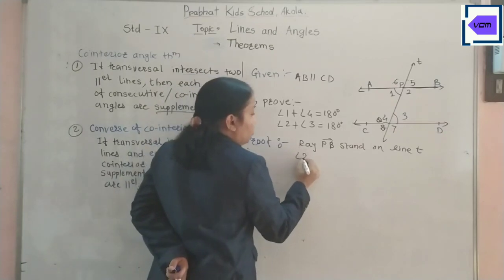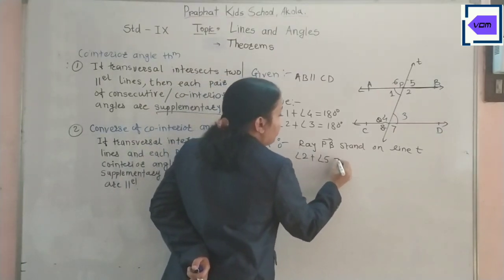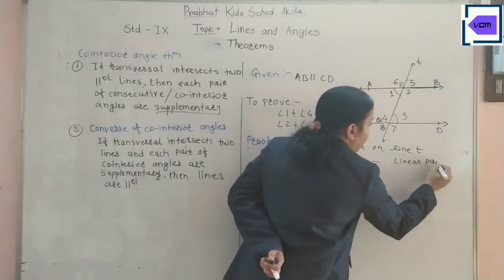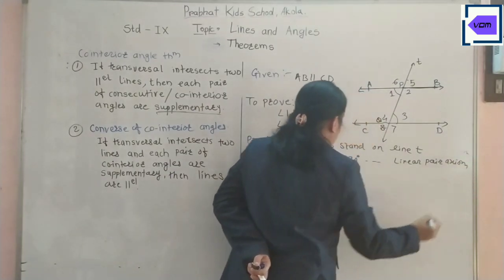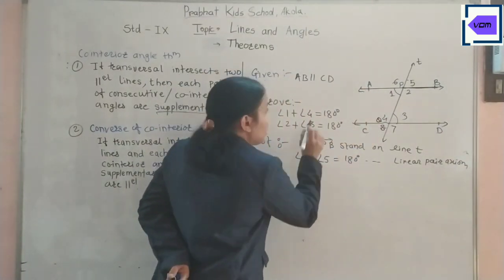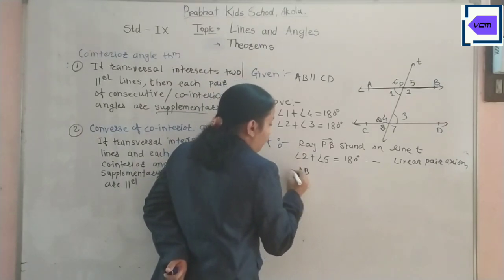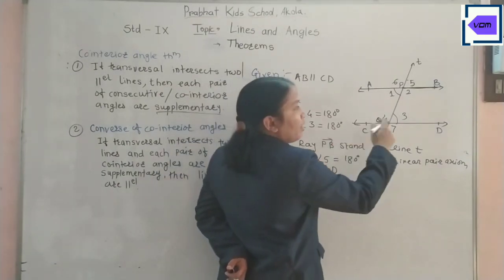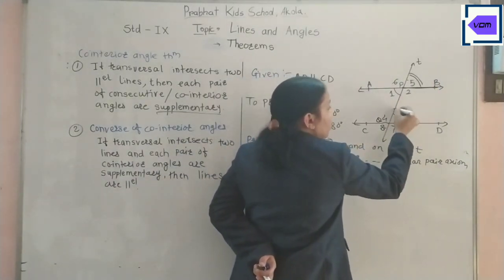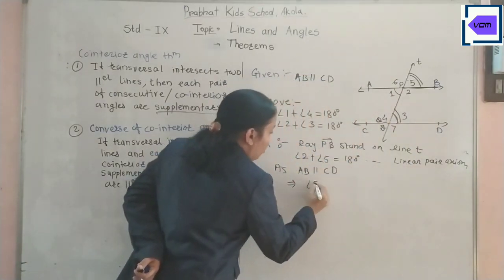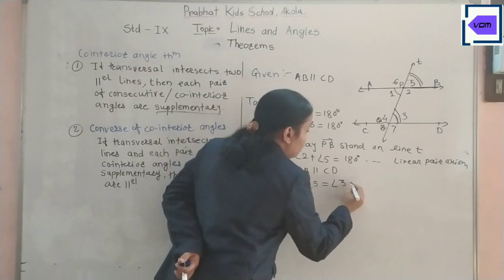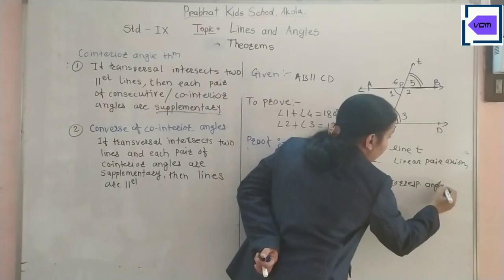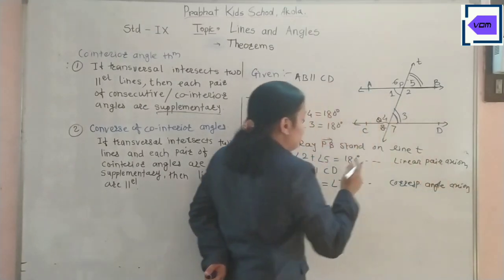So angle 2 plus angle 5 is equal to 180 degrees by the linear pair axiom, isn't it? Now, as the given lines are parallel, AB parallel to CD, this implies that corresponding angles are equal. Therefore, angle 5 is equal to angle 3, by the corresponding angle axiom, as the lines are parallel.